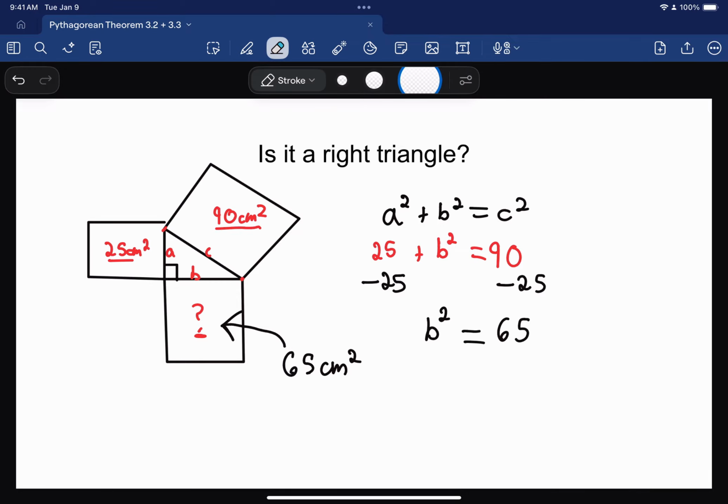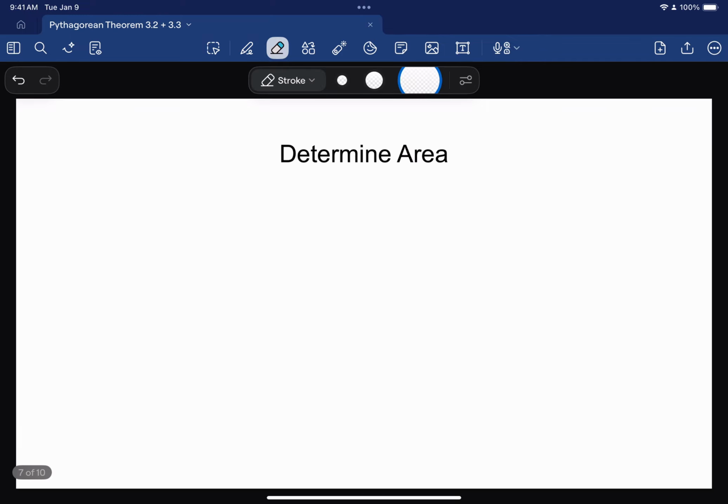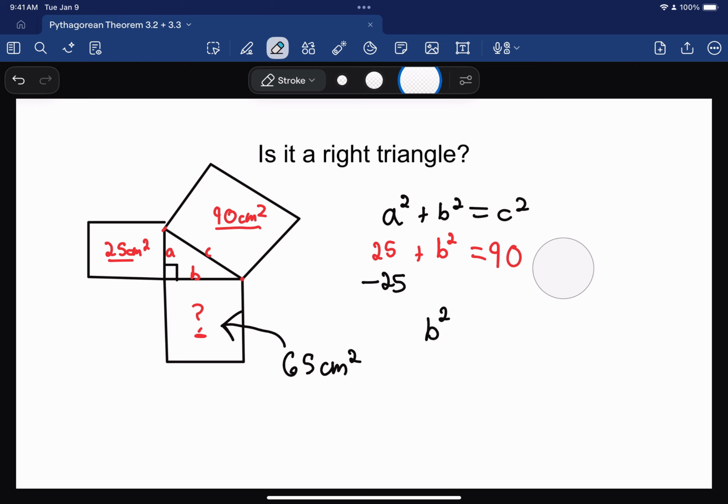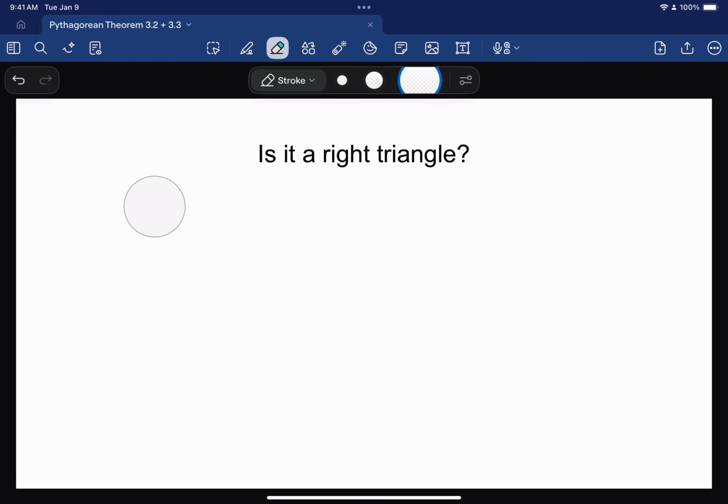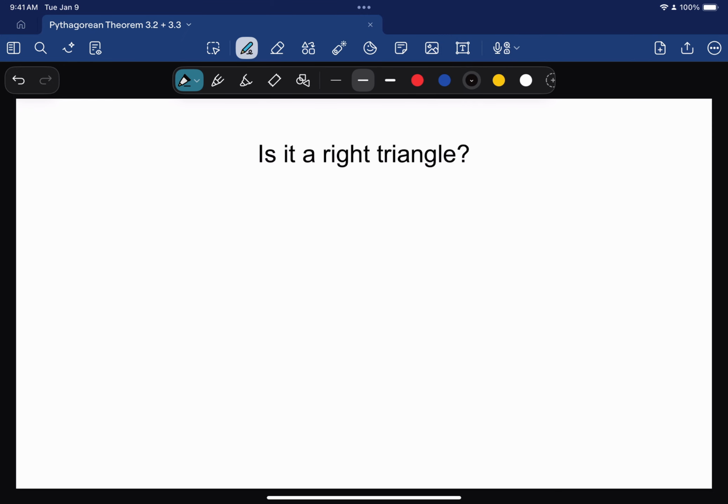Okay, so now we can also use this to test if triangles are right triangles. That was determining the area. Now let's use it to test if it's a right triangle. So if they gave us the side lengths of our triangle, let's sketch out a triangle. I would recommend always sketching a triangle in this unit. It'll just help you understand. Okay, so this is our right triangle.